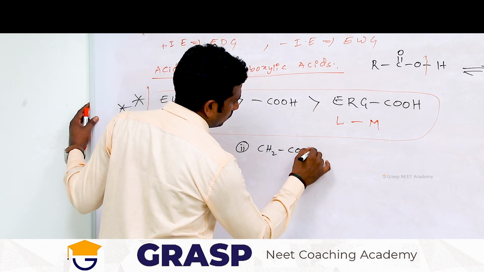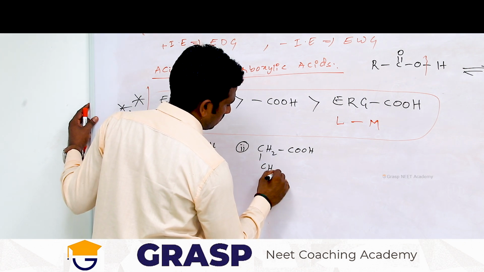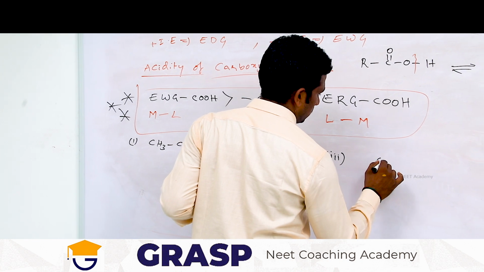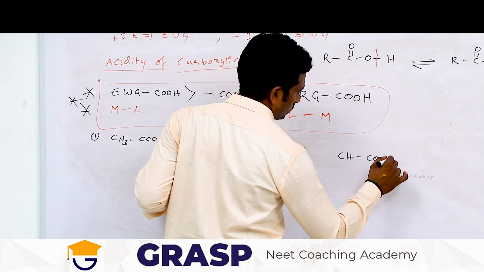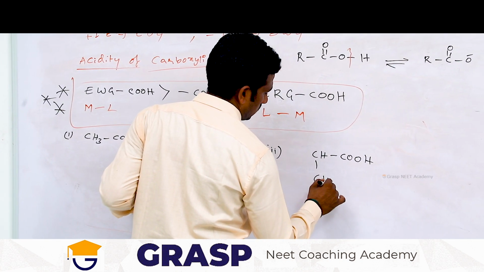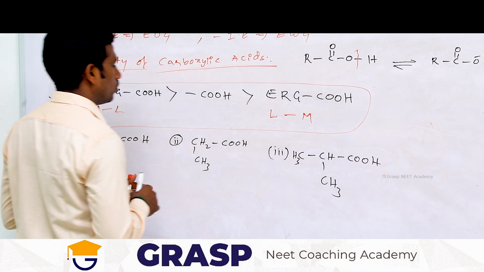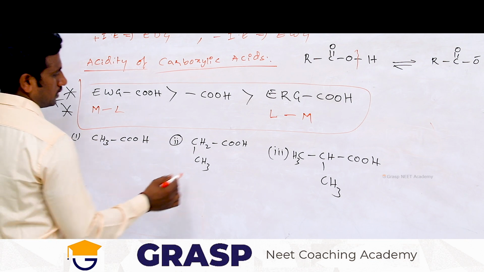CH3CH2COOH. Here I am writing what? CH3. Third one, what am I writing? So COOH. Here it is what? CH3. Here it is what? CH3. See how many donor groups are there here? No donor groups here. One donor group.